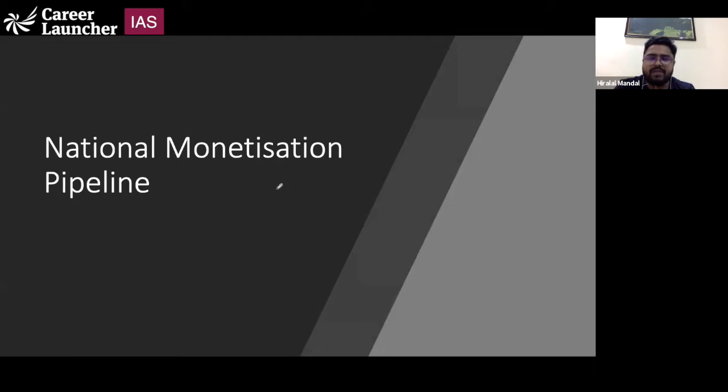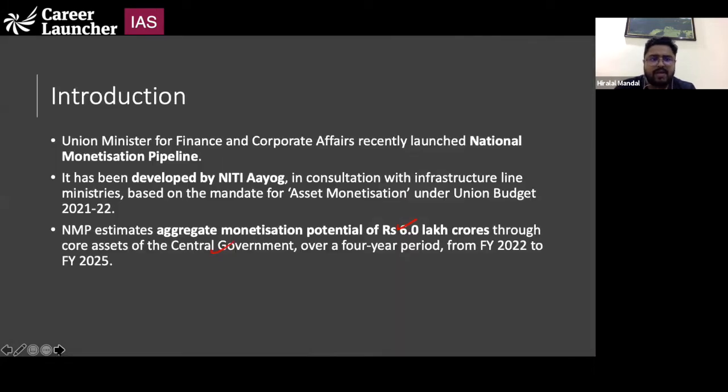Now, recently, the Government of India is looking for various avenues of investment, and it is trying to get money from various sources. As a result of this, the National Monetization Pipeline has been launched recently. This program has been launched by the Union Minister of Finance and Corporate Affairs. It has been developed by Niti Aayog in consultation with the other infrastructure line ministries, based on the mandate for asset monetization under the Union Budget 2021-22.